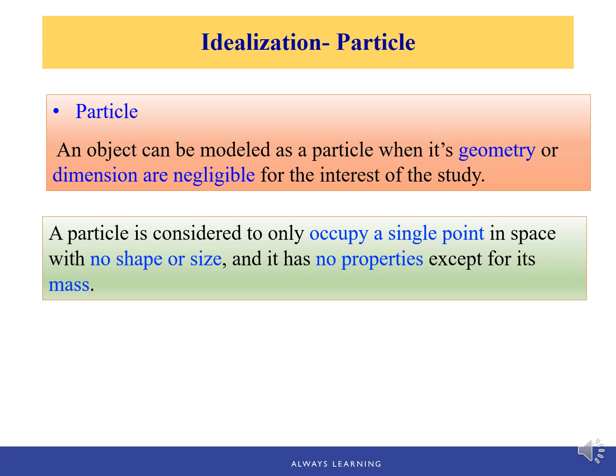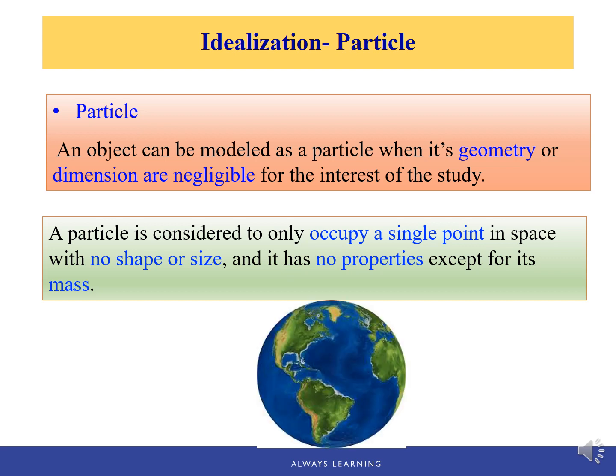So we do need to consider the mass of a particle, but not the size. Everything will be reduced to a single point, even if it's a big object. But when compared to the problem we are solving, the size and shape is not important. For example, when we study the Earth, how it orbits around the sun, then the size is not important to the problem of interest. Then we can simplify it or idealize it as a point.